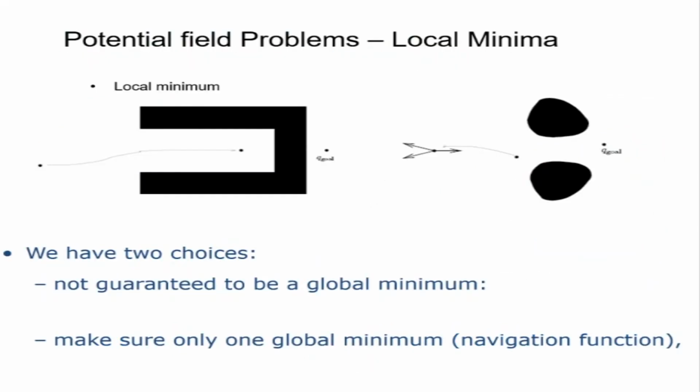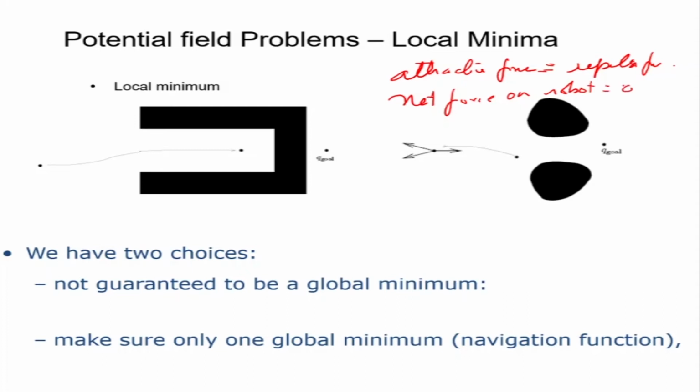Now we have seen that this potential field method suffers from some problems. One problem is this question of local minima. Local minima happens when the attractive force becomes equal to the repulsive force. That means the net force acting on the robot is equal to 0.